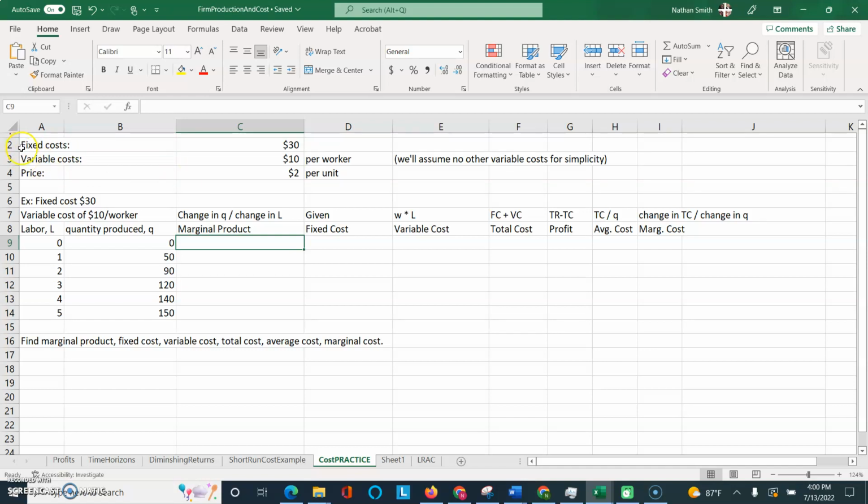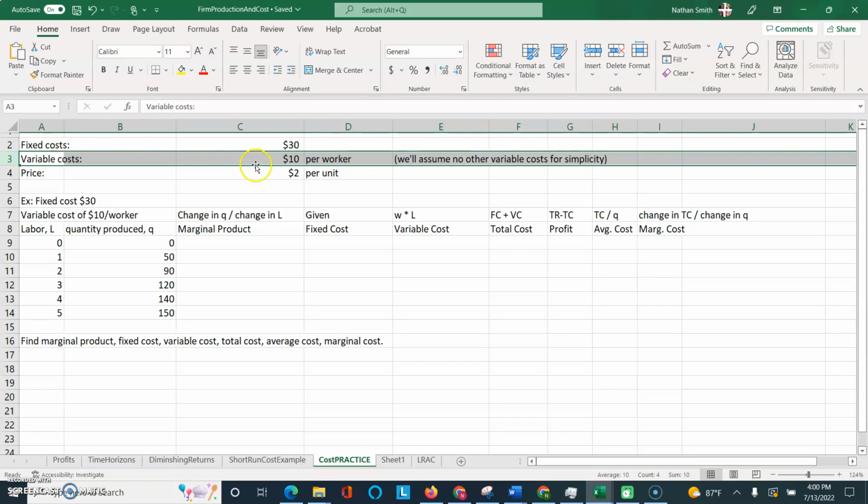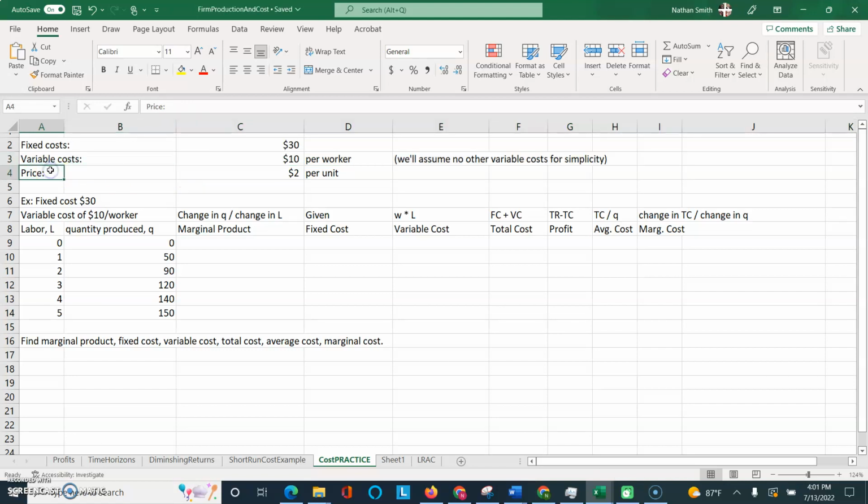So this firm has fixed cost of $30. It has variable cost of $10 per worker, so we could think of that, for example, as the average wage rate that this firm is paying. And just for simplicity, we'll assume no other variable cost. Of course, in the real world, you might have materials expenses as well. And this firm is going to sell its product to the customer at a price of $2 per unit.